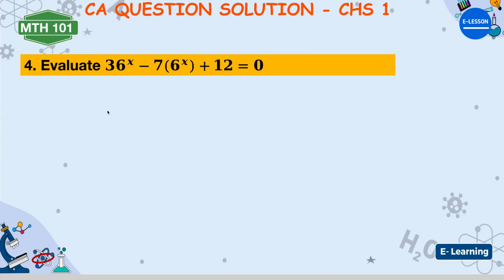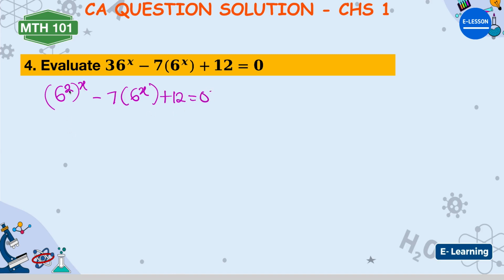The next one is you are given this indicial equation and you are asked to simplify. Now, if you are given something like this, it's very easy. Firstly, we have to break down this 36 so that it will have a base of 6 raised to a particular power. Now, 36, my dear student, can also be written as what? 6 squared bracket x minus 7 bracket 6^x plus 12 is equal to 0.